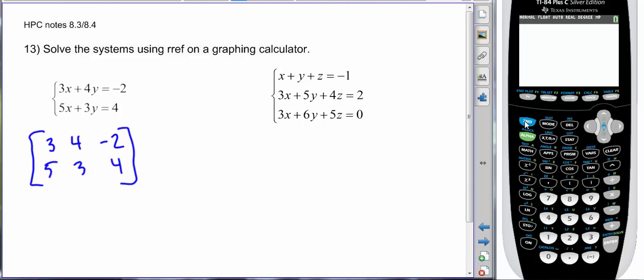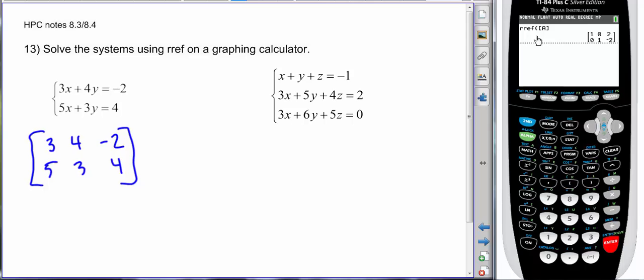To finish the job here, I'm going to go back into my matrix menu. I've already entered this as matrix A. I'm going to go over to math, and the one I'm looking for is reduced row echelon, RREF. The fastest way to get there is to press up, and I can choose RREF, and then I'll choose my matrix A. That's simple.